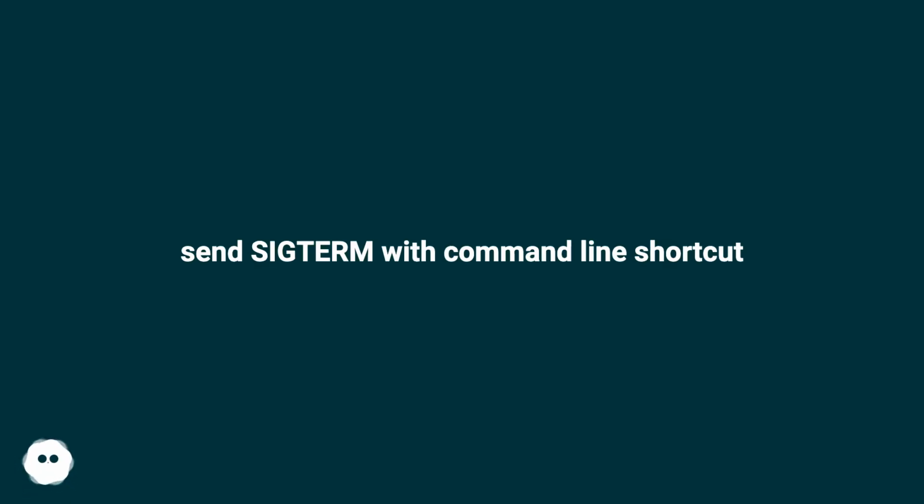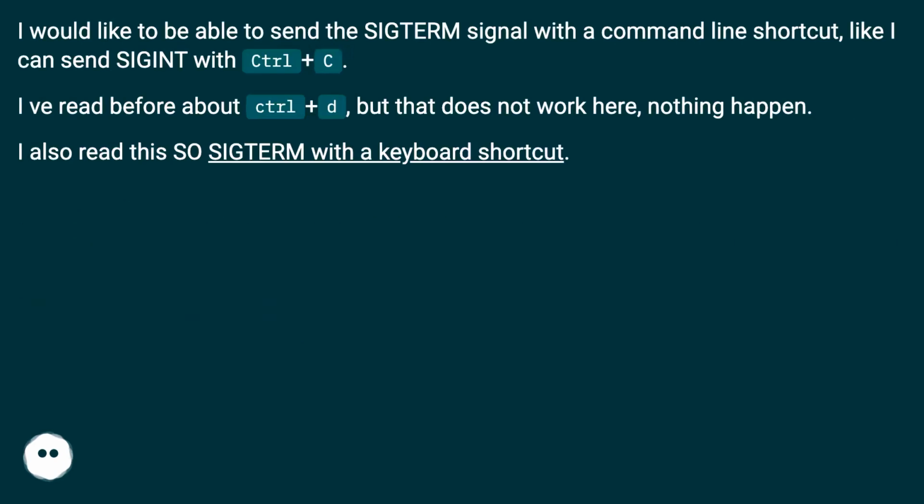Send SIGTERM with command line shortcut. I would like to be able to send the SIGTERM signal with a command line shortcut, like I can send SIGINT with Ctrl+C. I read before about Ctrl+D, but that does not work here, nothing happened. I also read this, so SIGTERM with a keyboard shortcut.